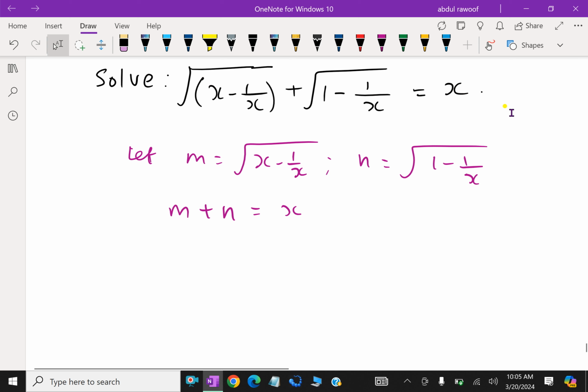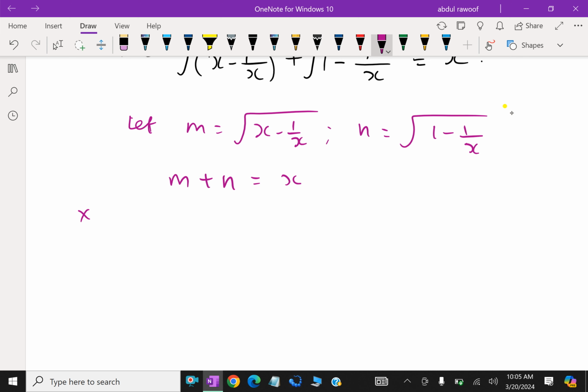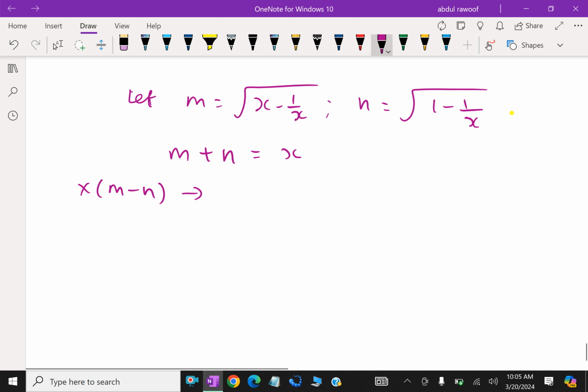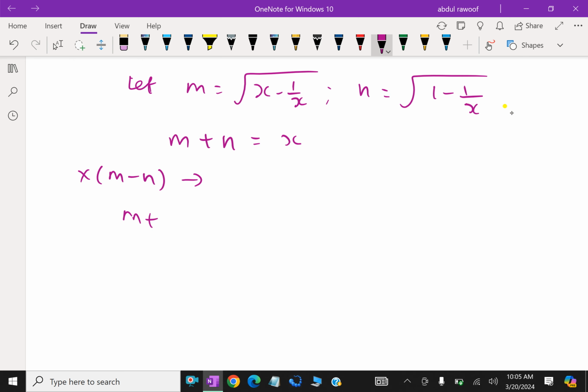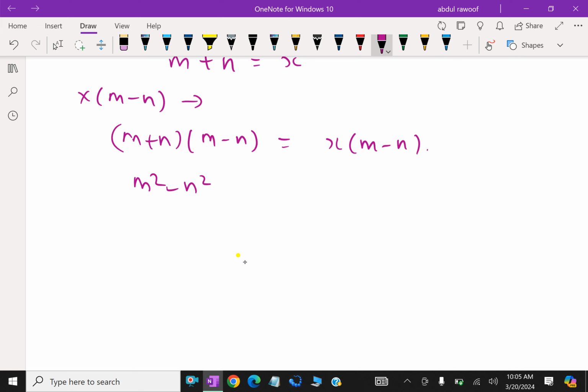Now multiply both sides by m minus n. Multiply m minus n both sides. We have m plus n, m minus n equal x into m minus n. We know that m plus n times m minus n is m squared minus n squared, which is equal x into m minus n.